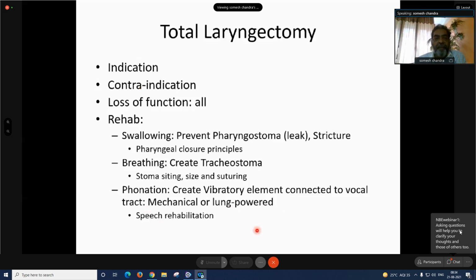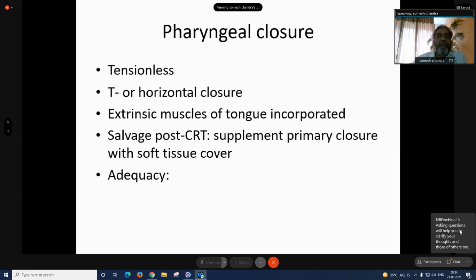We consider everything together. The pharyngeal closure has to be tensionless. It should be T or horizontal. We do not do a vertical closure anymore. The extrinsic muscles of the tongue should be incorporated either in the one layer closure or the second layer. In salvage, post chemoradiation, supplement the primary closure with a soft tissue, non-radiated element, like you can use the pectoralis major flap. The adequacy of pharyngeal closure is very important.